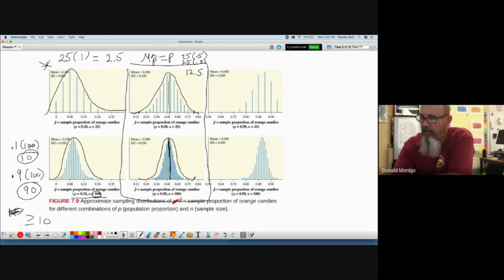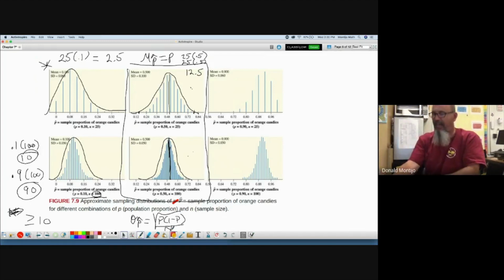Okay? It is symmetrical and normal. You bet it is, because n, 100, times p, 0.5 gives us 50, which is certainly greater than or equal to 10. Okay? What's different about these two graphs here? The spread. Why is the spread so much smaller when n equals 100? Because to find the spread, and remember the standard deviation of p hat is equal to the square root of p times 1 minus p over n. Well, as n gets bigger, the spread gets smaller, and you can see that it's true here.